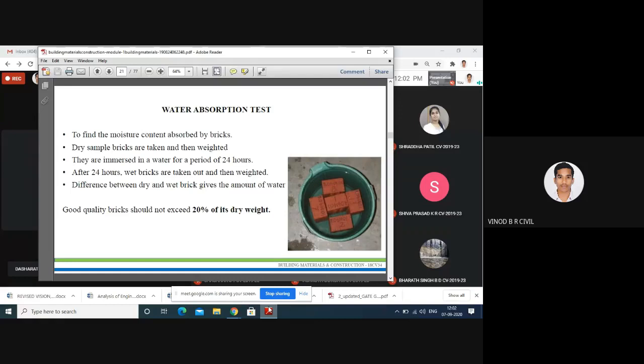First one is the water absorption test. How can we find out the water absorption? Usually we collect soil, especially soil rich in clay content. Only then can we expect binding capacity or cementitious property in the brick. If we consider soil that is rich in sand content, then we can't expect strength or binding capacity in a brick. If you want a good brick, the soil should be rich in clay content.